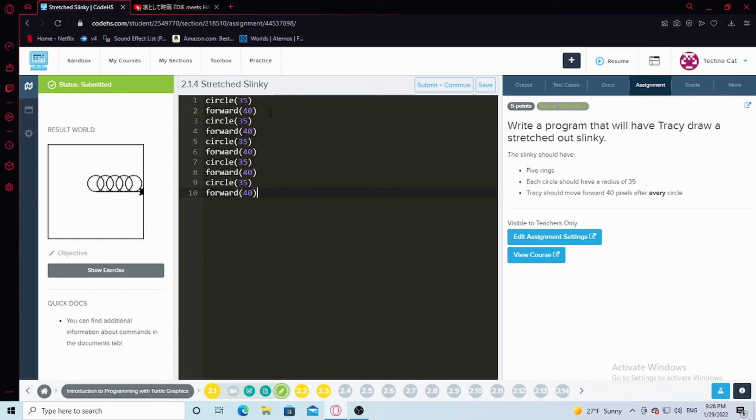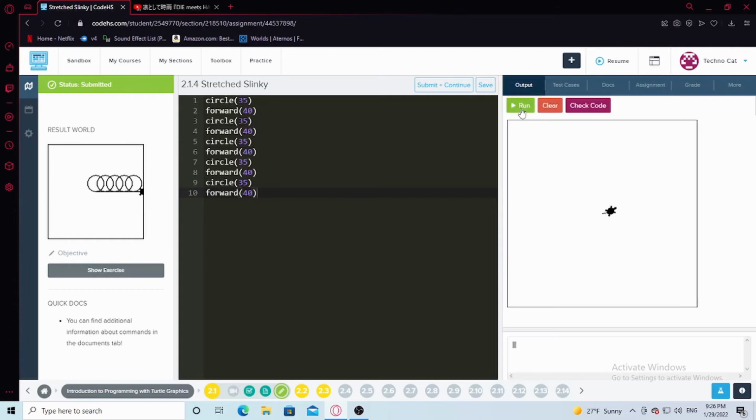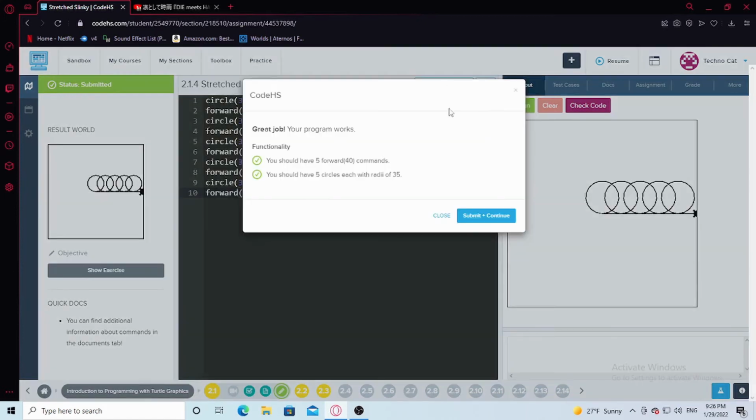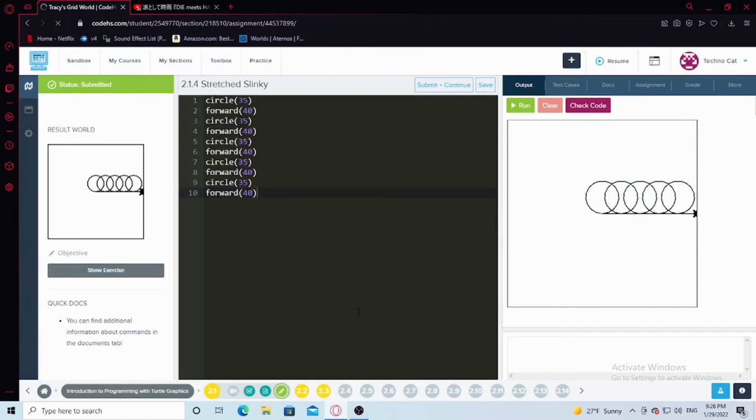Except that, oh yeah, no, she does need this at the end, because it's after every circle that she needs to move forward. So now, if we try to play this, there you go. 5 circles, 40 space from each of their bottom places. It's good to go. So, we're going to submit it real quick, and it's going to send us to 2.2.